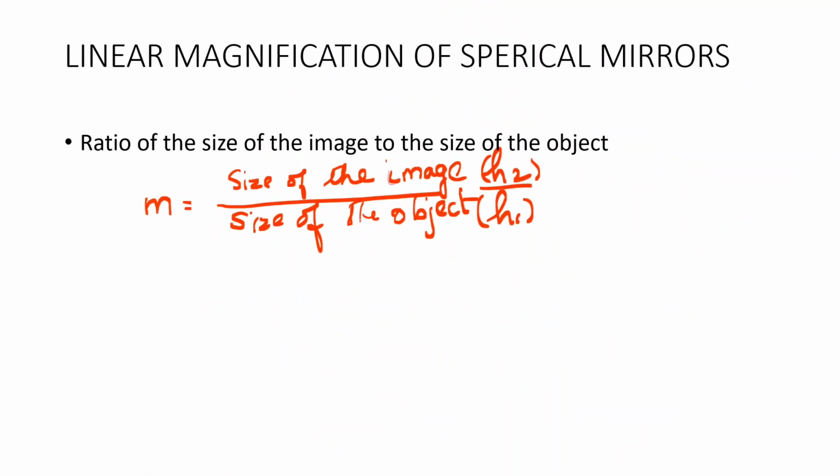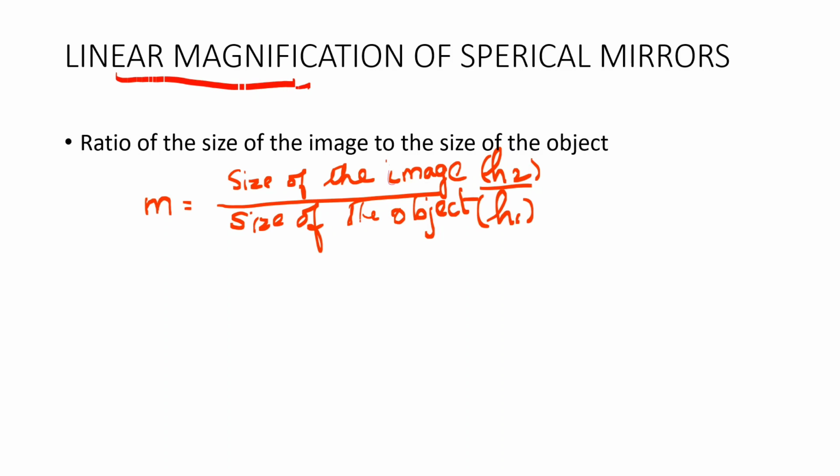See this formula for linear magnification in case of spherical mirrors. So what do you mean by the term magnification? Linear magnification tells us how many times greater the size of the image is than the size of the object. So you get a comparison between the size of the image and the size of the object. You can take linear magnification as the ratio of the size of the image to the size of the object, and it is represented by the symbol m.